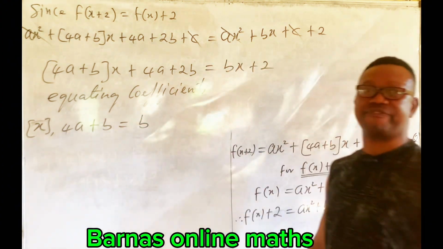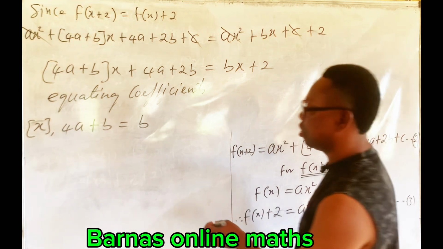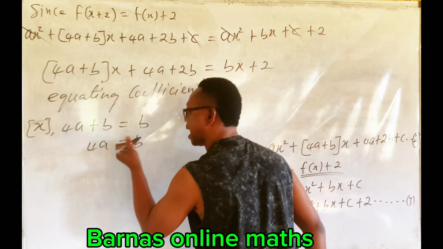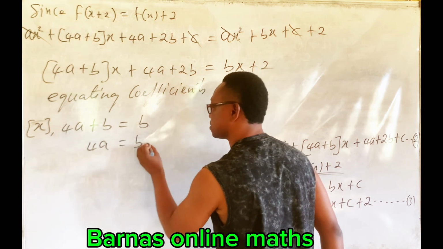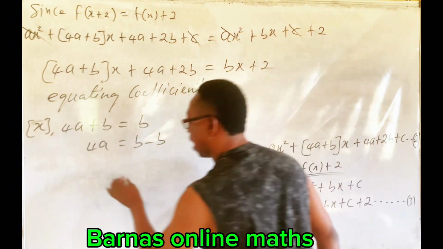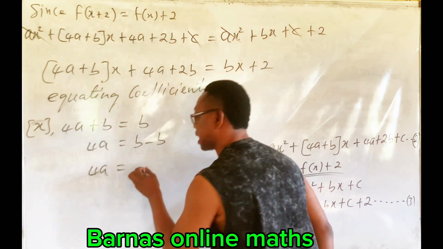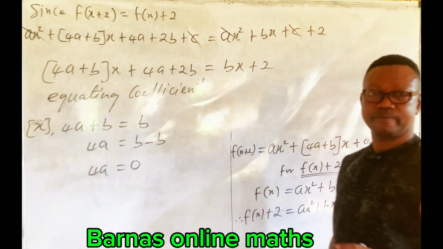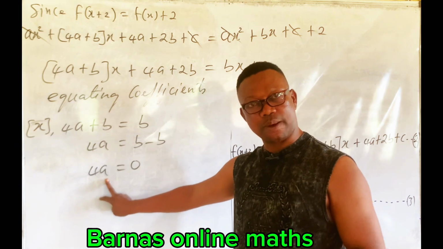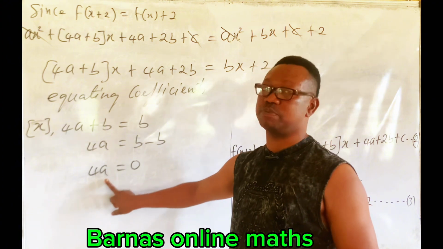So we are going to simplify. If we simplify this, we find out that, of course, our 4a will be equals to, we already have b here. This b crossing over becomes minus b. Hence, our 4a will be equals to b minus b, automatically will give us 0. Our target is to find the value of a.